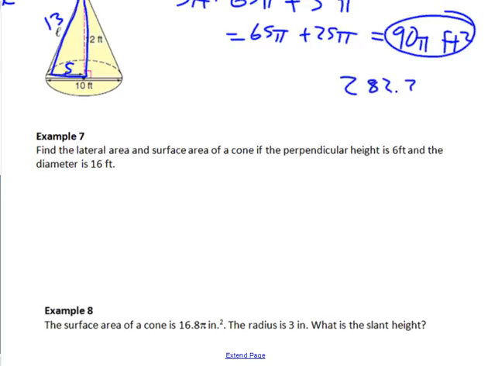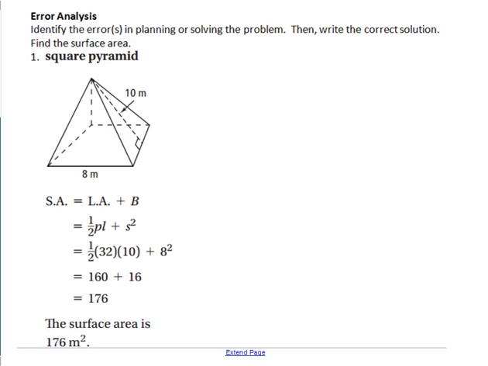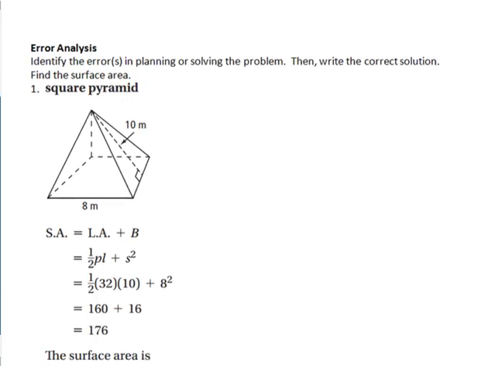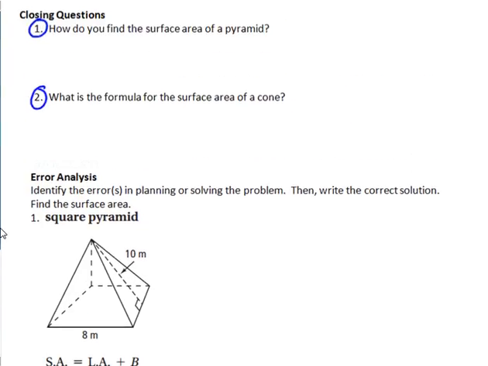All right, that is how you find the surface area of a cone, or as before, a pyramid. Please go to your closing questions. I'd like you to answer these two things, and try the error analysis. Look for that one. If you can find the error in here, that's pretty awesome. Then you know the surface area of a pyramid formula.